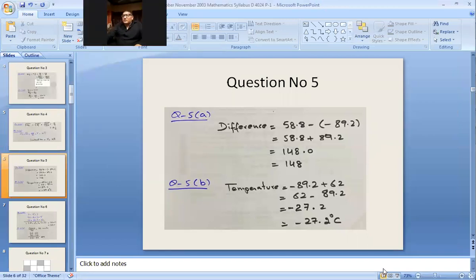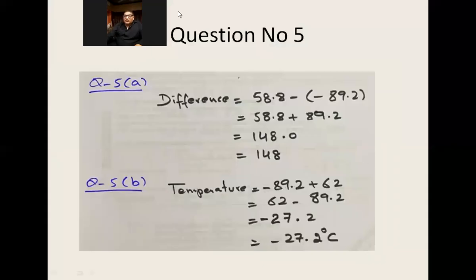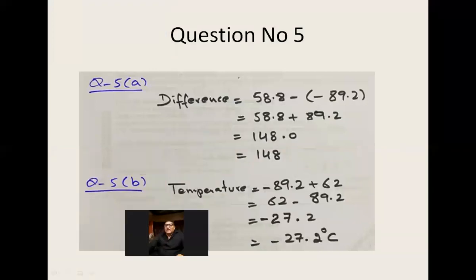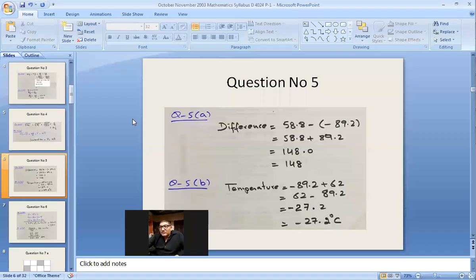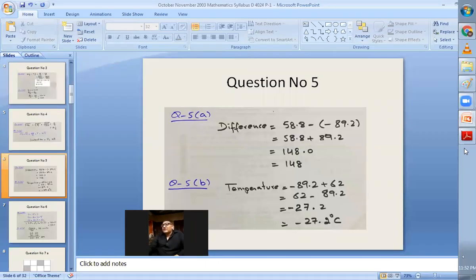And here we go. So we will have minus 89.2 and plus 62. So basically this is 62 minus 89.2, so I can subtract it. The answer will be minus 27.2 degrees centigrade. So when you subtract them in your rough work, it will be minus 27.2 degrees centigrade. So that's the new temperature. Okay, so let's move to the next question.